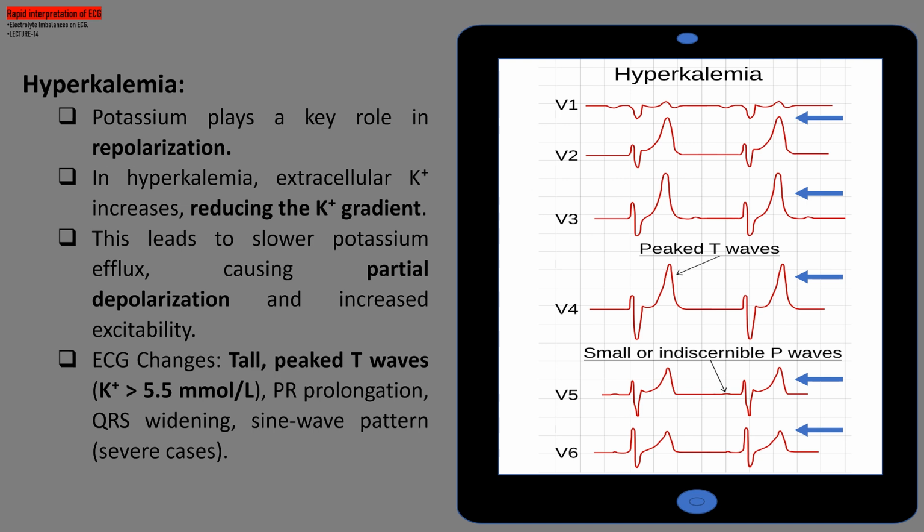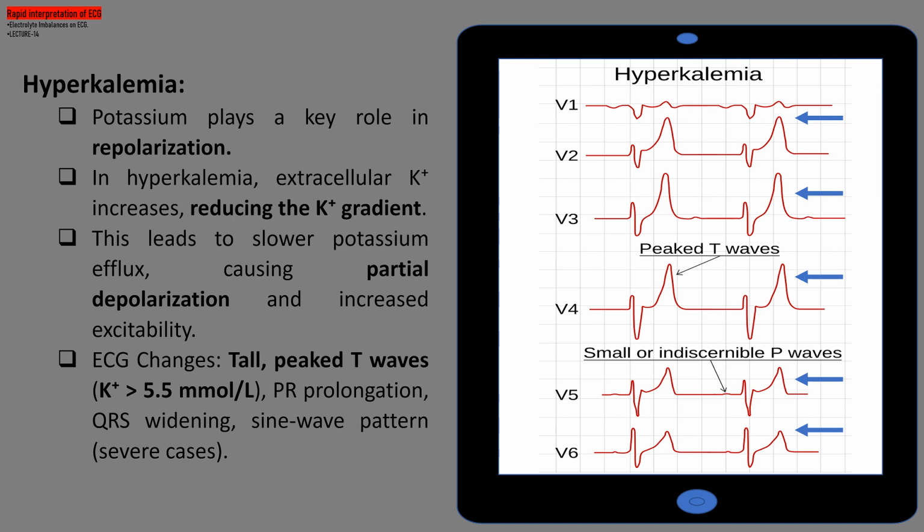But what happens when too much potassium is present in the extracellular space, as in hyperkalemia? The concentration gradient between the inside and outside of the cell is reduced, meaning potassium does not leave the cell as efficiently. This leads to partial depolarization of the resting membrane, making myocytes more excitable. On ECG, this manifests as tall, peaked T waves, typically seen when potassium levels exceed 5.5 millimoles per liter.